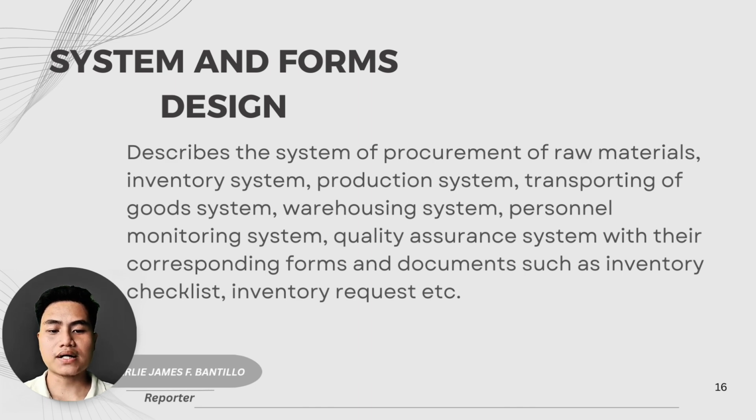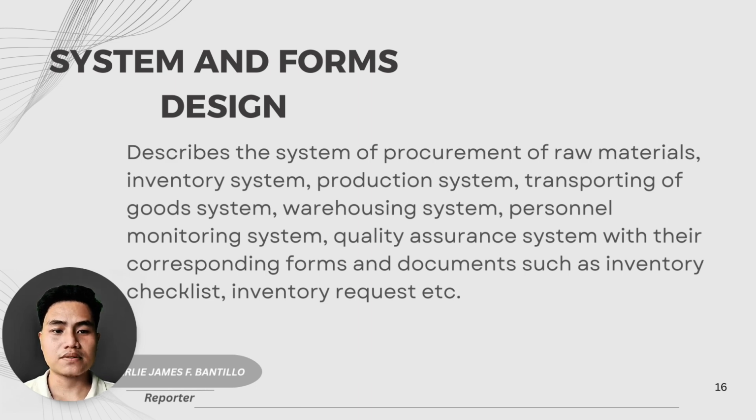Next is production system. This explains how raw materials are turned into finished products. Example forms, production schedule form, daily production report. Next is transporting of goods system. This shows how the products are delivered or transferred from the company to consumers or other branches. Sample forms, delivery receipt and shipping forms.